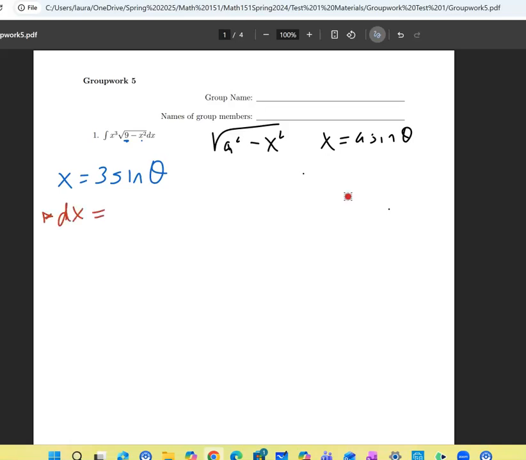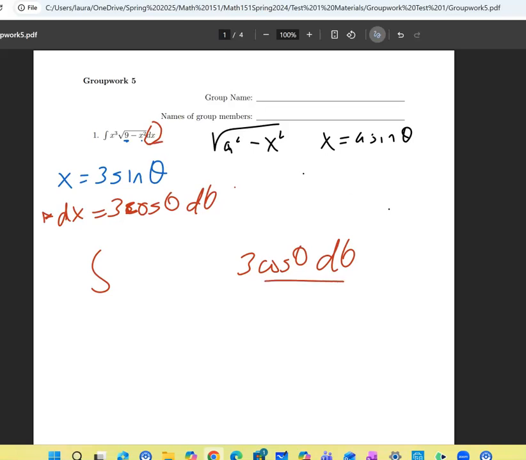The common mistake is to forget to compute the dx, which is 3 cosine theta d theta, and to replace dx with this big ugly thing. So 3 cosine theta d theta is the dx, right? And then here I've got x being cubed, and so that means I have (3 sine theta) cubed. And then I've got this radical.